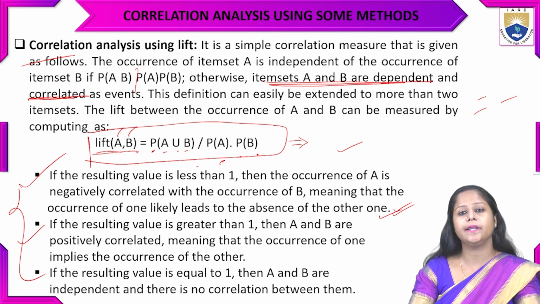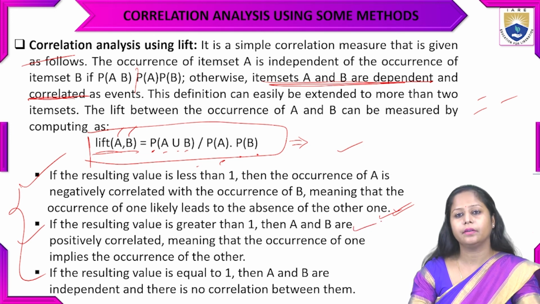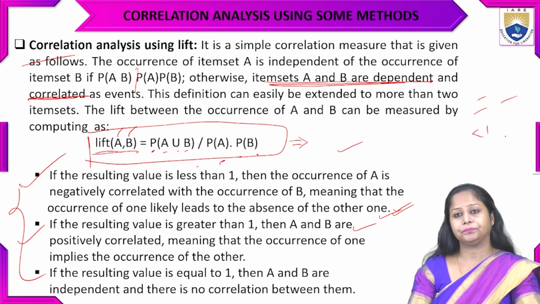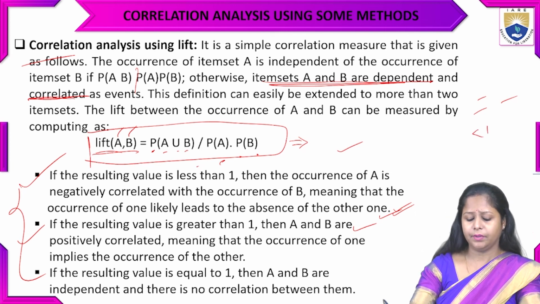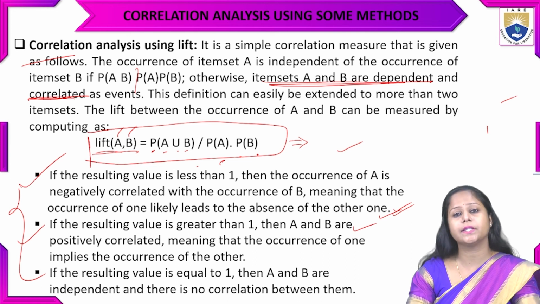So if the resulting value is greater than 1, then A and B are positively correlated. If the value is greater than 1, then the occurrences of A and B are positively correlated, meaning the occurrence of one implies the occurrence of B.